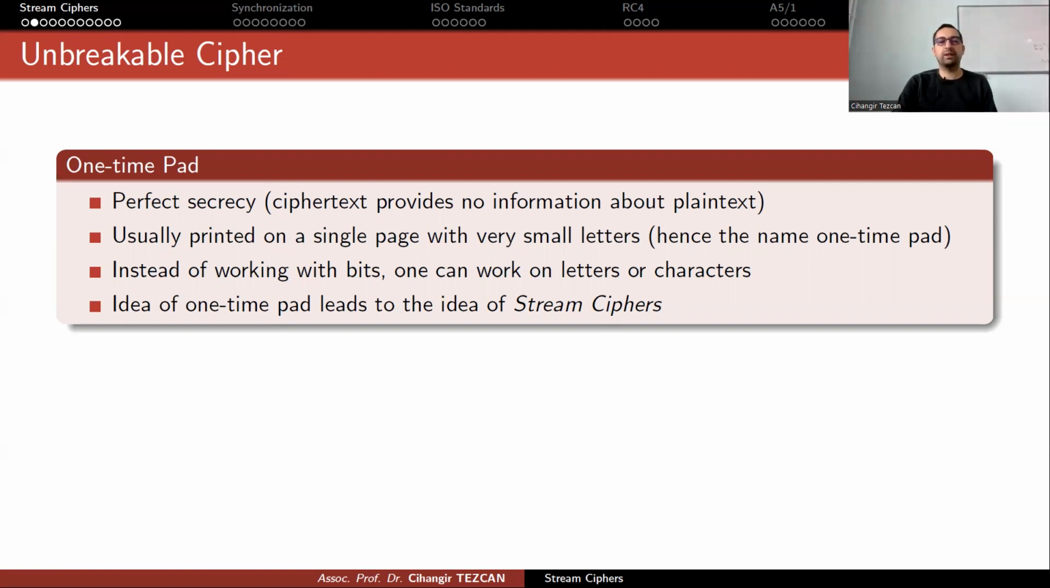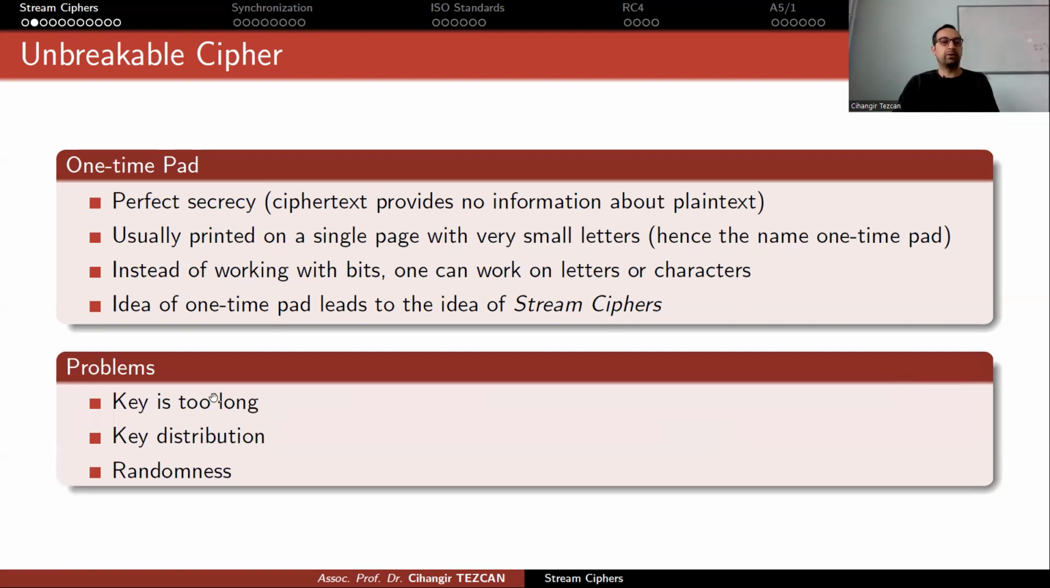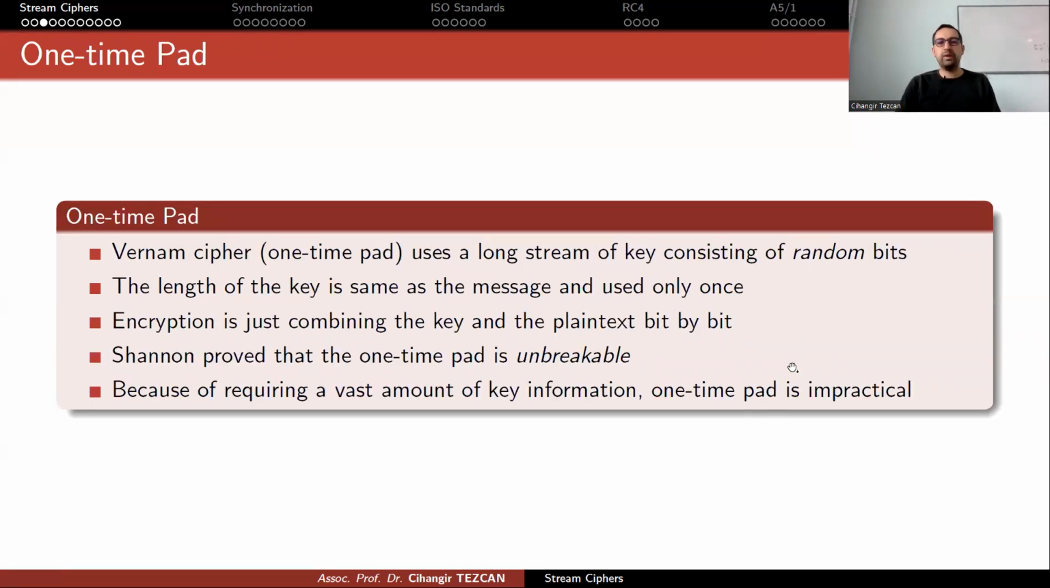Instead of working with bits, one can work on letters or characters. The idea of the one-time pad leads to the idea of stream ciphers. Because the problems are: the key is too long, because your one-time pad should be at least as long as your message. Key distribution is a problem, and randomness is another problem. If you don't create your one-time pad in a random way, the attacker can capture your plain text. So the one-time pad uses a long string of key consisting of random bits. The length of the key is the same as the message and it is used only once. Encryption is just combining the key and the plain text bit by bit. Shannon proved that the one-time pad is unbreakable. Because of the vast amount of key information required, the one-time pad is impractical.